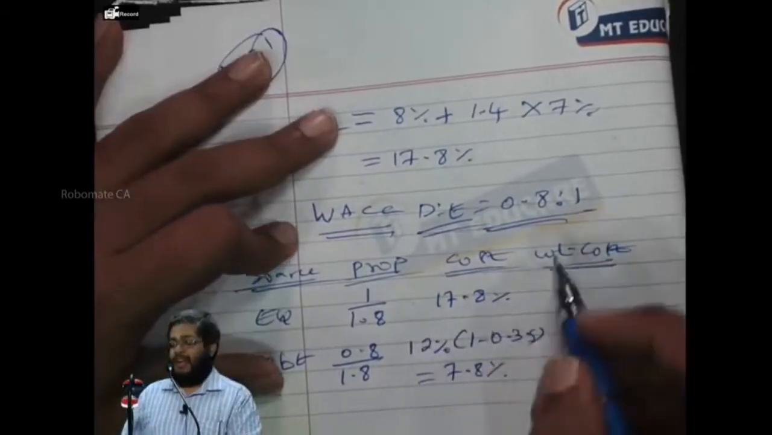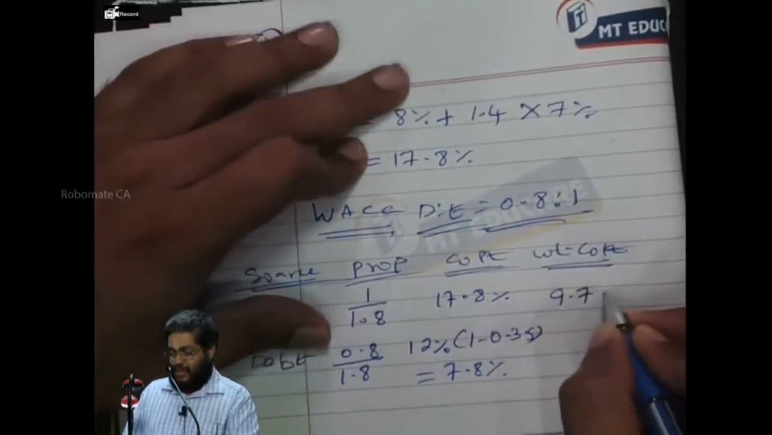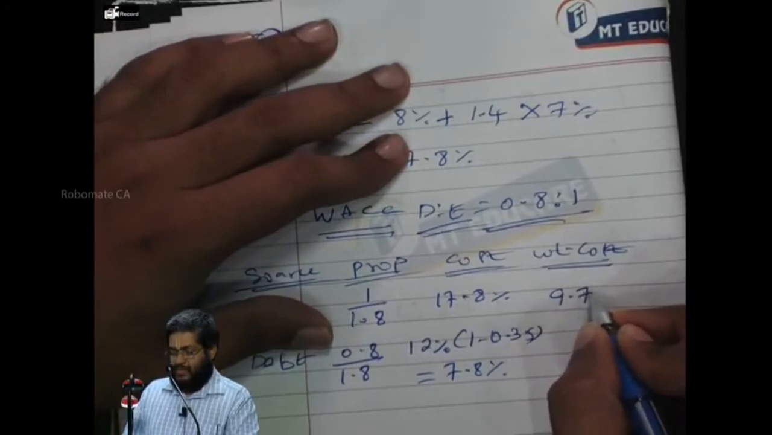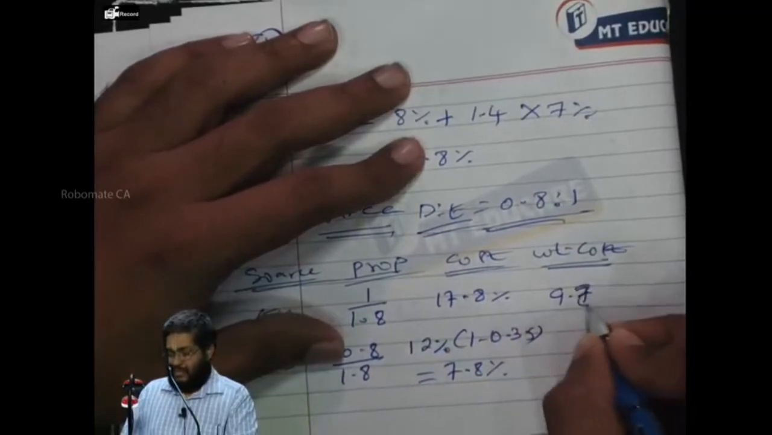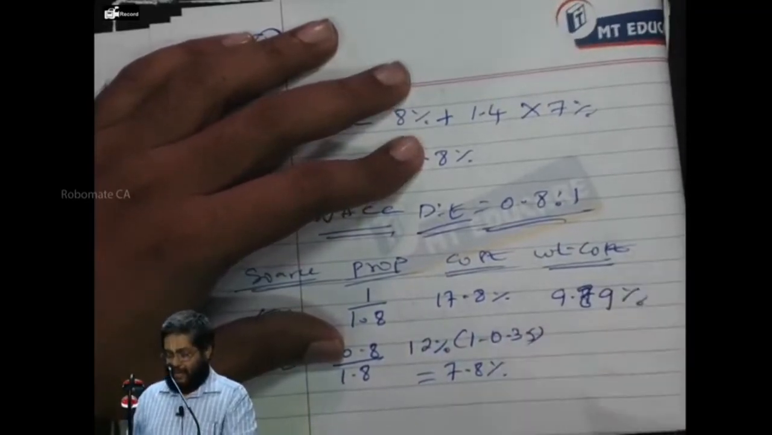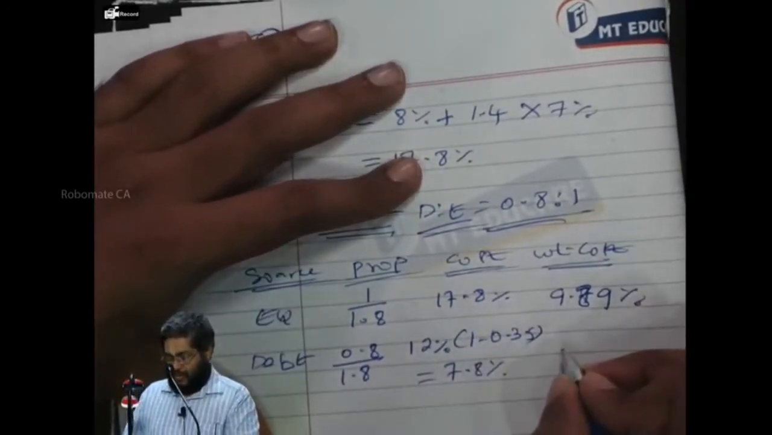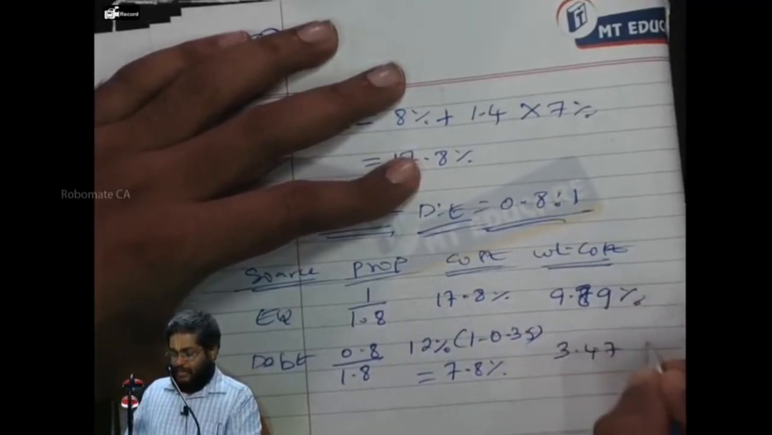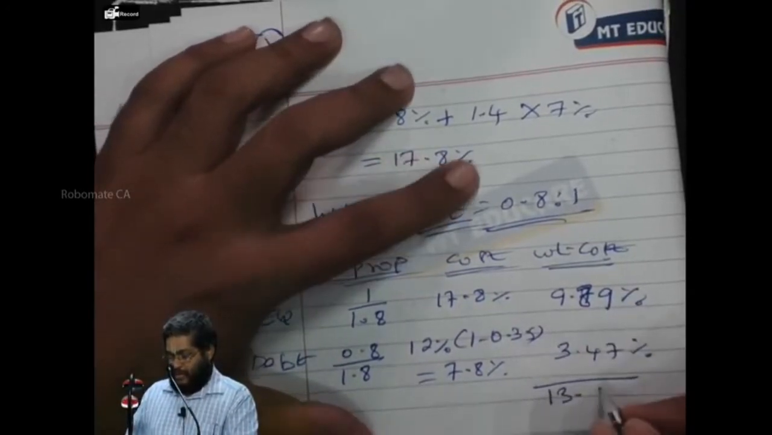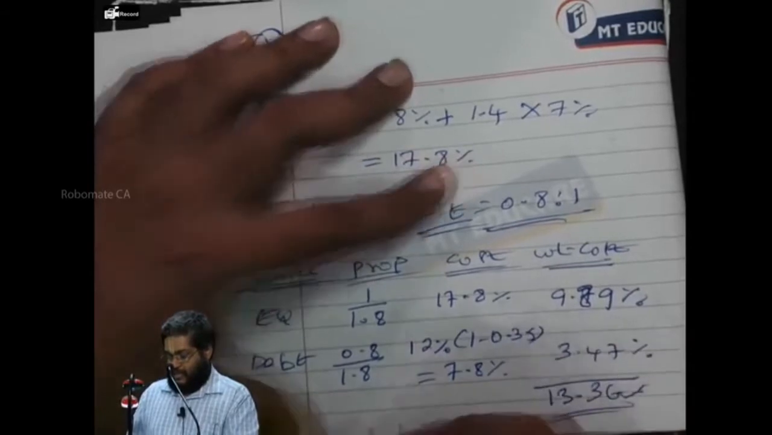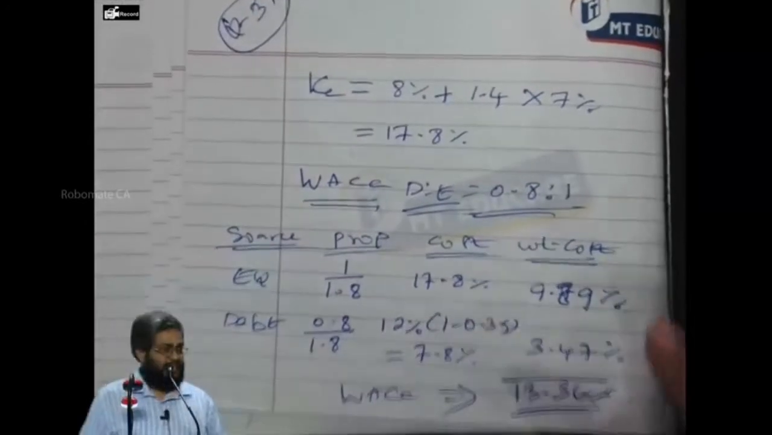17.8 into 1 by 1.8. Tell me what is the weighted cost? 9.89%. Next, 7.8 into 0.8 by 1.8. Number? 3.47%. Tell me the total here. 13.36%. So the WACC is 13.36%.